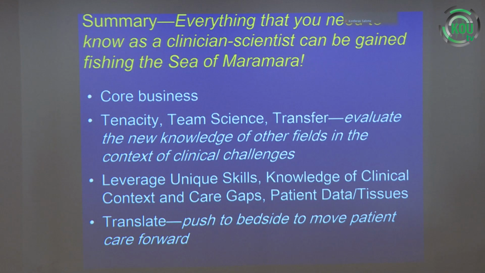So in summary, everything you wanted to know as a clinician scientist can be gained by fishing in the sea that's right outside our door here. You need to develop a core business. You need to have tenacity. It's team science. And often we transfer knowledge from one field, like dietary restriction, into my vascular biology world. We need to leverage our unique skills, our knowledge of clinical context if you're a physician, and identify the true care gaps, and know that we have access to patient data.